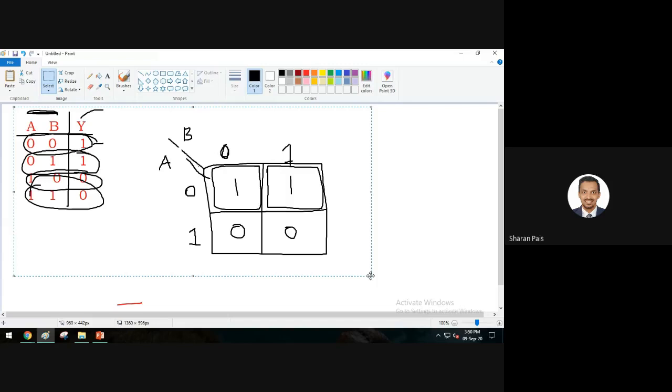Any doubts now? Anything to ask? Okay, today we saw two input table and its K-map. Fine. So I'll teach one more, a 3 input, and I'll give 2 homeworks. Fine. Simple.